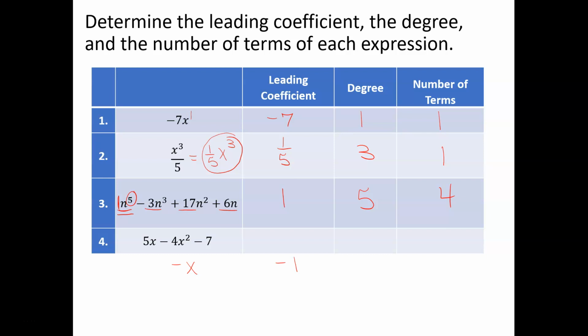Okay, look at number 4. It is not in descending order. Here is our term with the highest exponent, and if we look in front of that, we have a negative 4. So negative 4 is our leading coefficient. Our highest exponent is 2. And we have 3 terms. 1, 2, 3. If I asked you to list those terms, they would be 5x, comma, negative 4x squared. Always include the negative if the coefficient's negative. And negative 7. Those are your 3 terms.